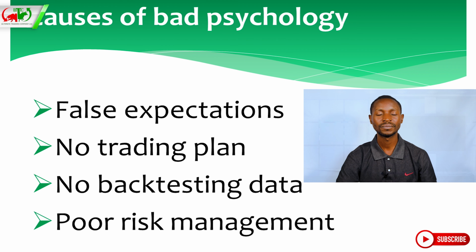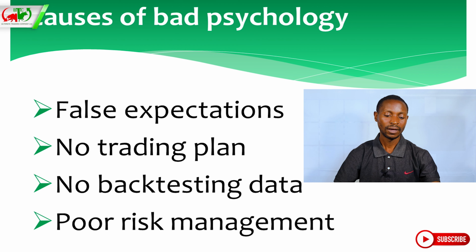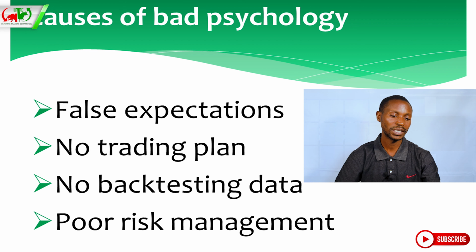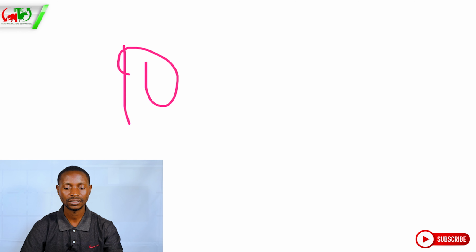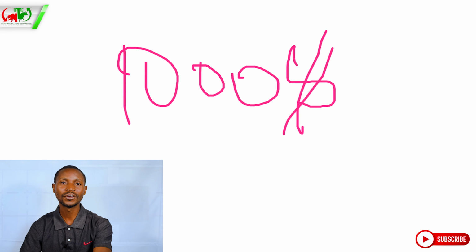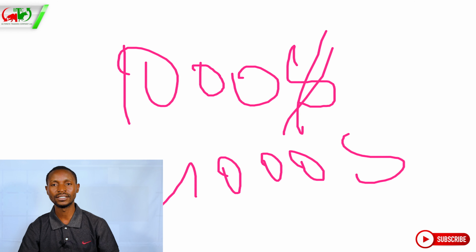Another cause is poor risk management. Poor risk management is when you bet all of your money, willing to make a big return on your money. For example, let's say you take an account of $1,000, and you put it all in a single trade, hoping that you're going to make a big return from this particular trade.